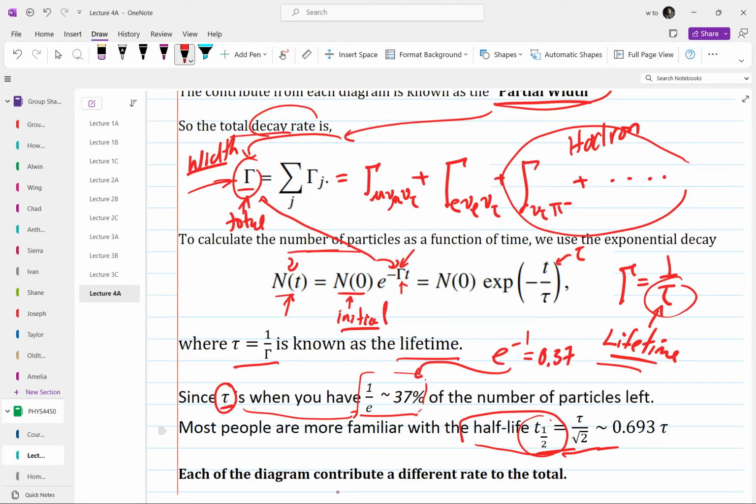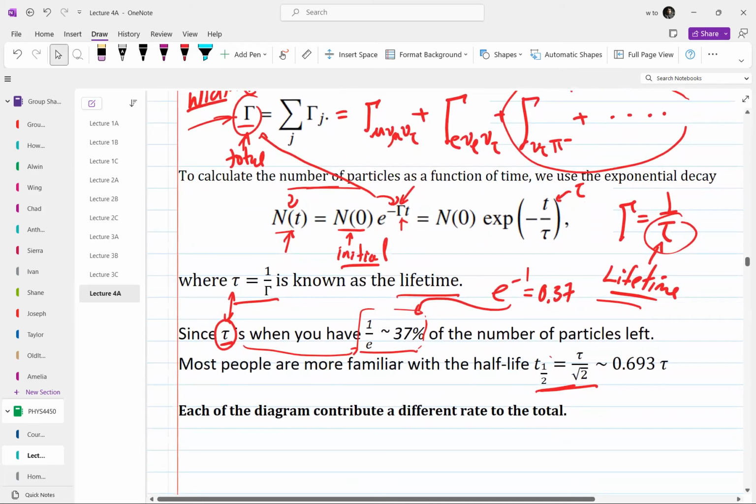So basically, for each lifetime you wait, you're going to have 37% of your sample remaining. 37% is harder to memorize, so that's why people like the half-life. Therefore, with each half-life, you get 50% of your sample remaining instead. But in this class, we're going to be dealing with lifetime and the decay rate instead. This is just to connect things back to what a lot of other sciences might be using.